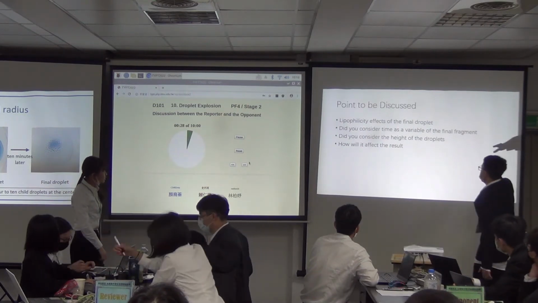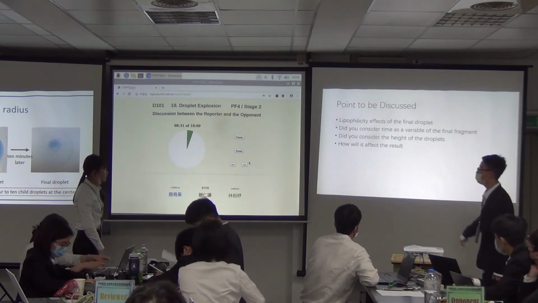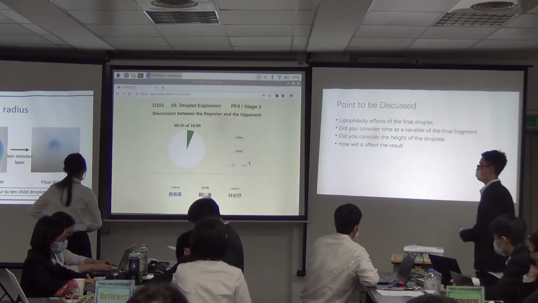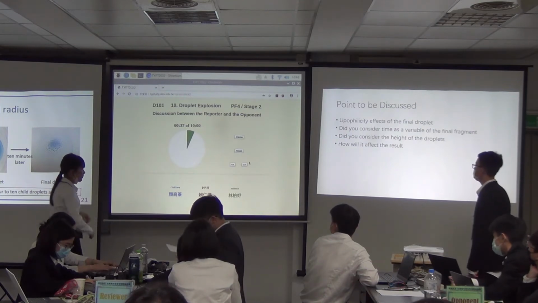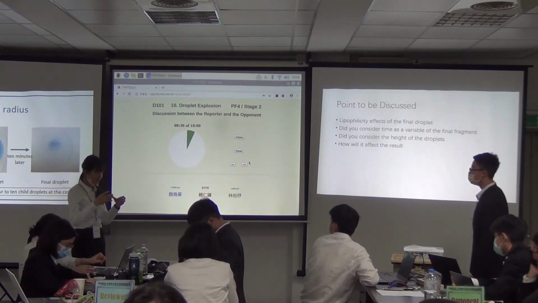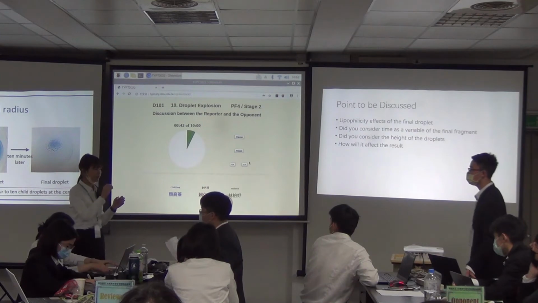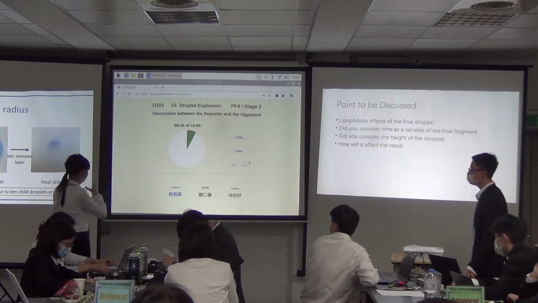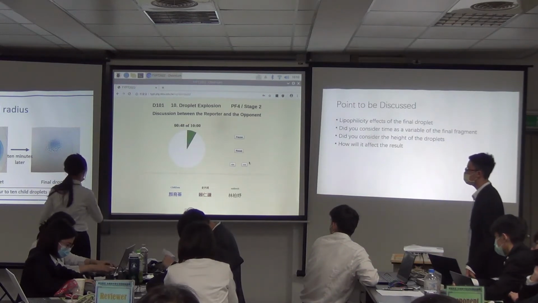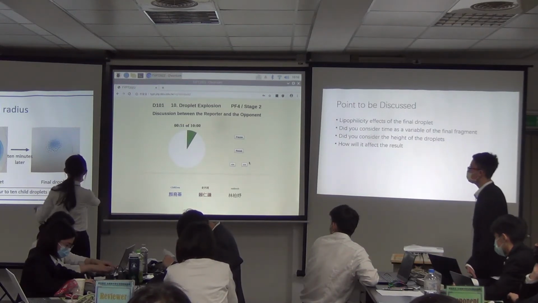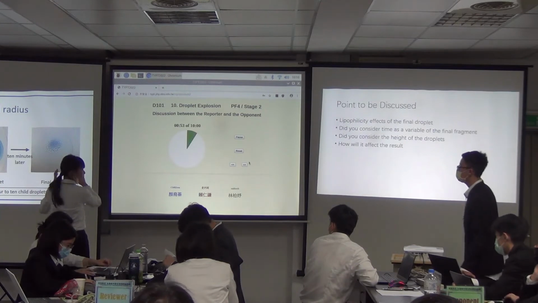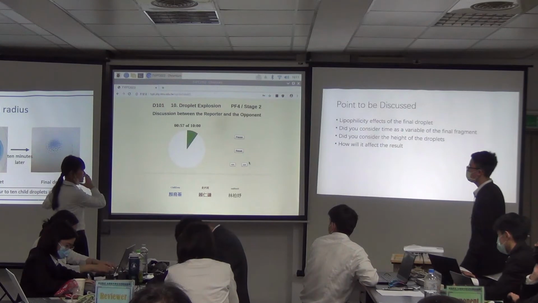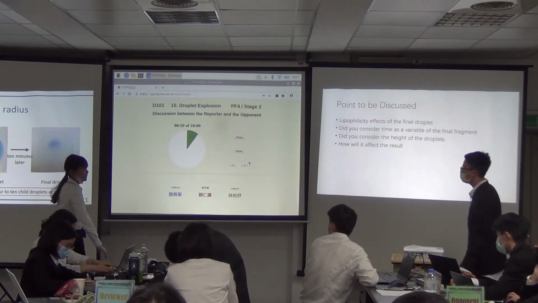did you consider the time as a variable of the final droplet? Is that the 10 minutes can be different? You can choose like 5 minutes, 30 minutes, or other numbers. Because we think they may have a small change when we record the result at 1 minute, and we tried the experiment many times, and we found out that when we wait for 10 minutes, the droplets may not move much. So we record this result and also the final droplets.